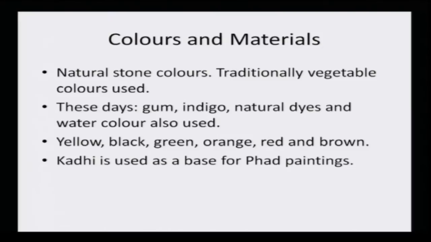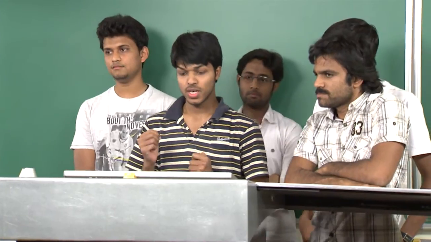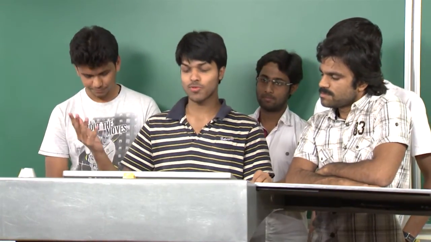Phad painting involves the use of natural stone colors and vegetable colors, though these days some blend of indigo, natural dyes and water is also used. This addition is basically to provide these historical manuscripts some weather durability. These colors seem to infuse some life into these past forgotten scenes.